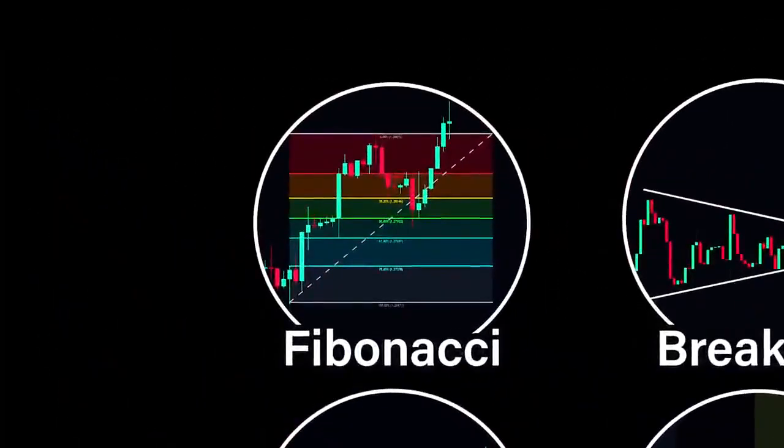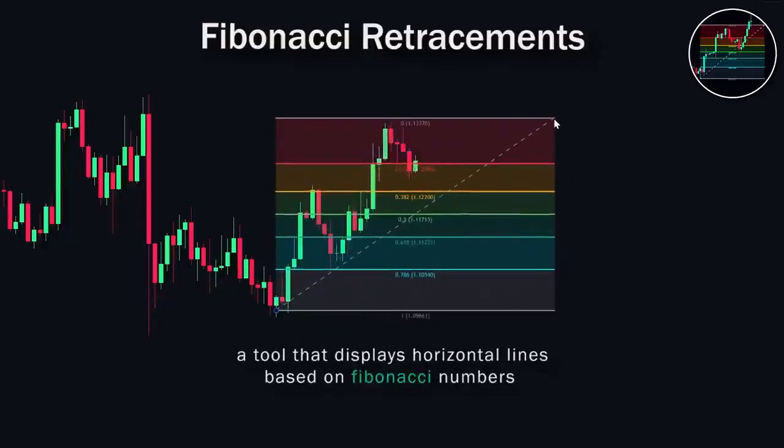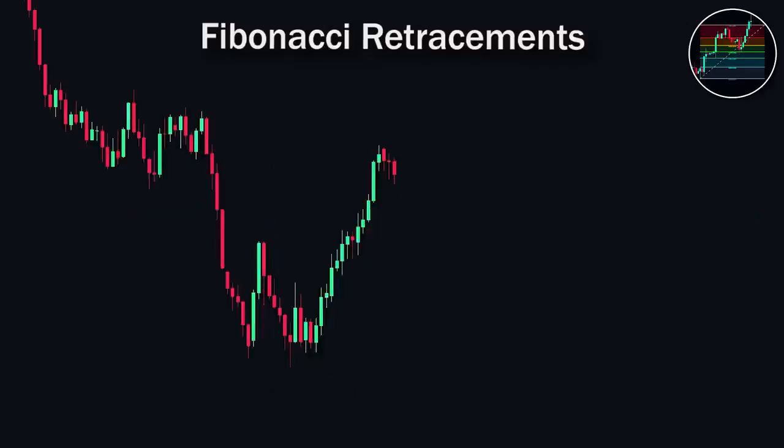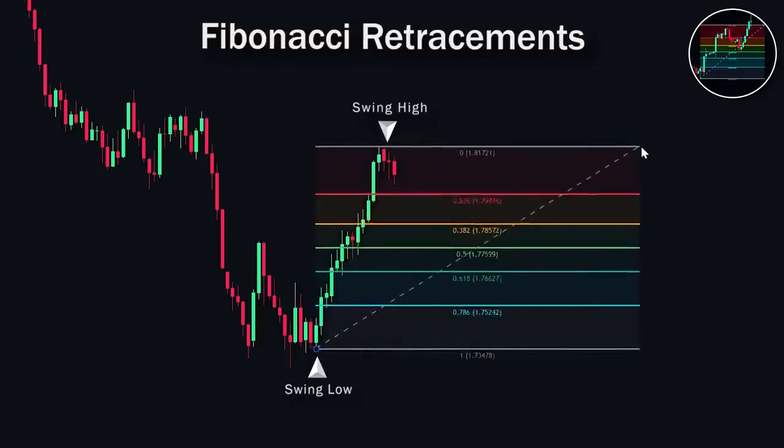Fibonacci Retracements. It is a tool that displays horizontal lines based on the Fibonacci numbers. These lines can then be used as key support and resistance levels. To use the Fibonacci retracement tool, you first start by identifying a swing low and a swing high on a chart. Then, drag the tool from the swing low to the swing high.